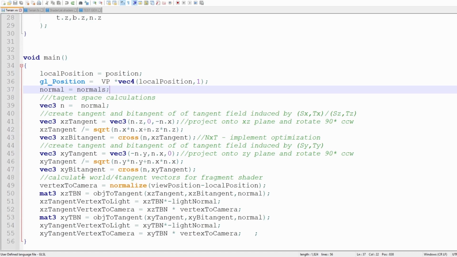Then after we have the TBN vectors, we will create our two TBN matrices. And then from these two TBN matrices, we will move our vertex to light and vertex to camera variables into their proper spaces.